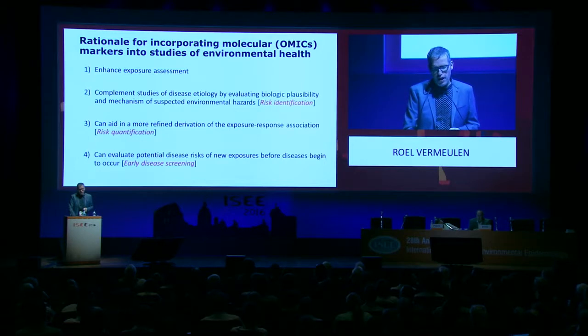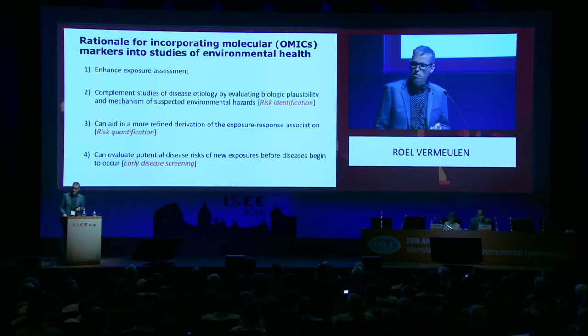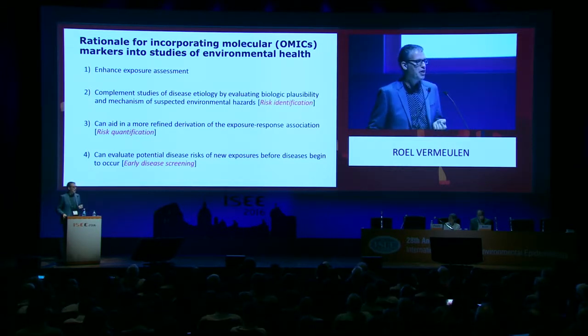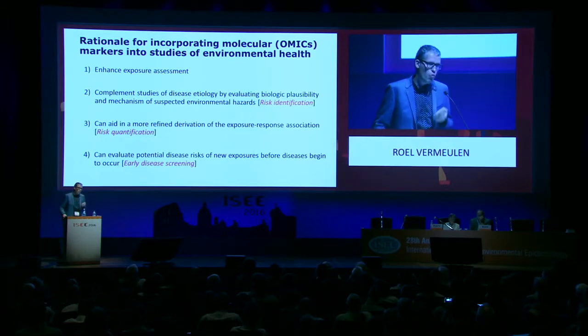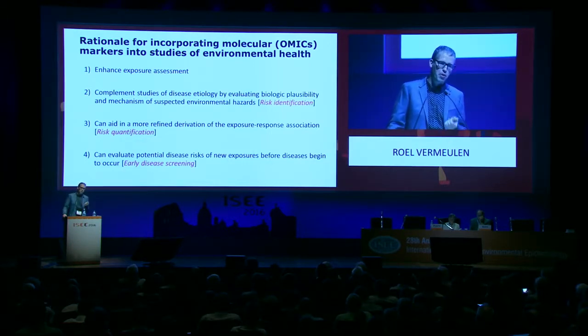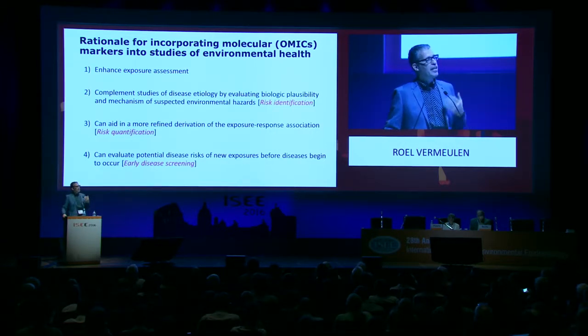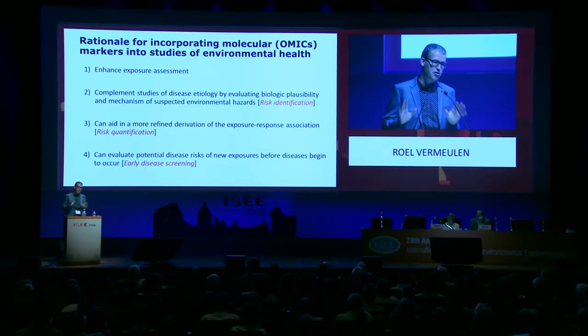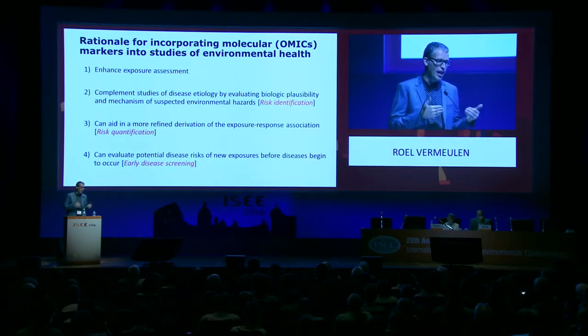So if we go back and think how molecular markers and by extension omic markers can really help in studies of environmental health, then we basically can distinguish about 4 areas. One is that we could use these markers to enhance exposure assessment. Classical biomonitoring of lead is of course a classical example. It can complement studies of disease etiology by evaluating the biological plausibility and the mechanisms of suspected environmental hazards, and therefore may aid in the risk identification and in some way add to the proof that something is related to an effect. It can aid in a more refined derivation of the exposure response association.